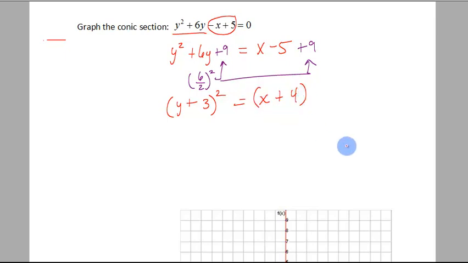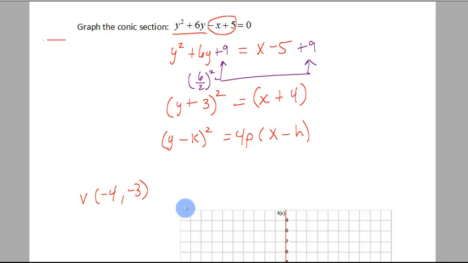And kind of put parentheses around them just because that's the form of a parabola. It looks like this, right? y minus k squared equals 4p times x minus h, right? So we have it in that form. Now I'm able to find the vertex. So my vertex would be the h value, so negative 4, right? Make this 0, and negative 3 for y. That's my vertex.